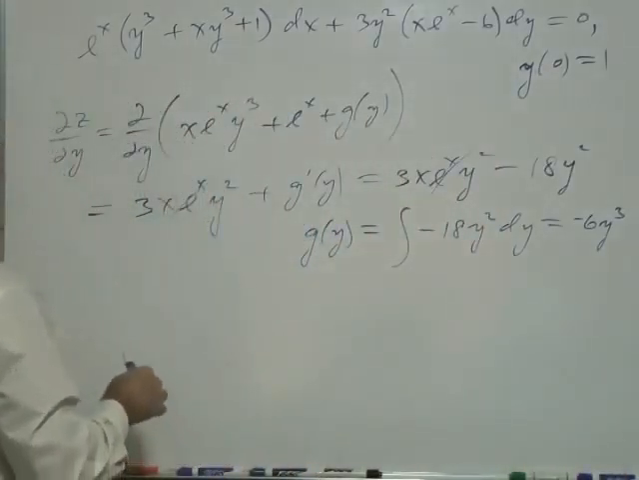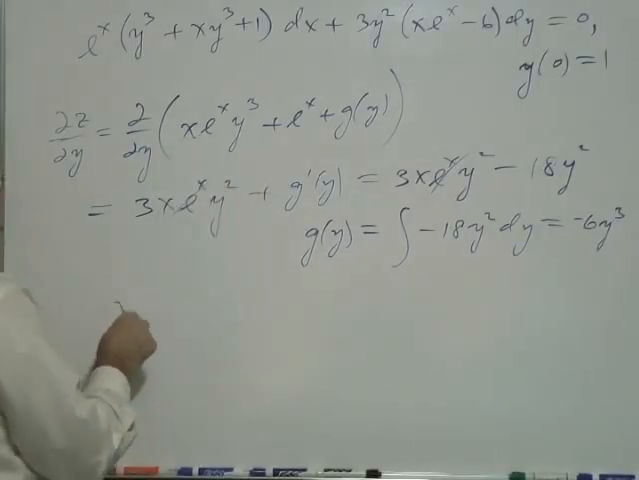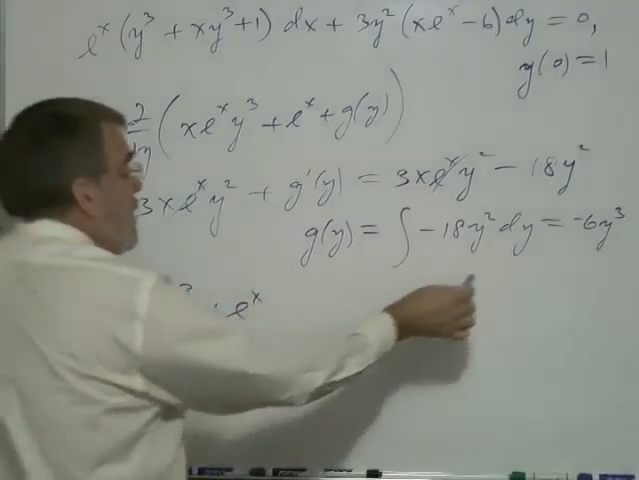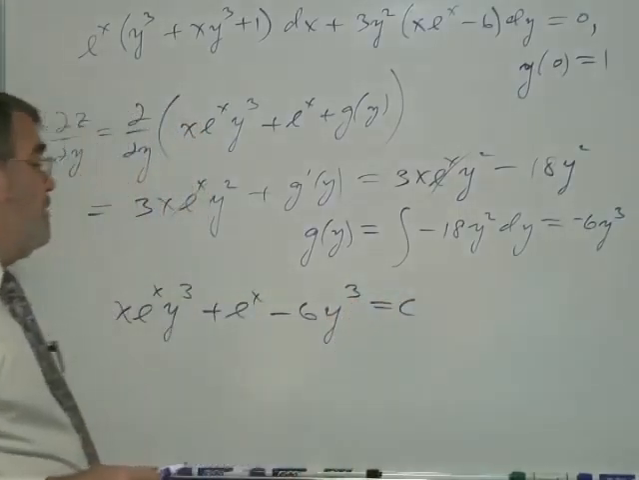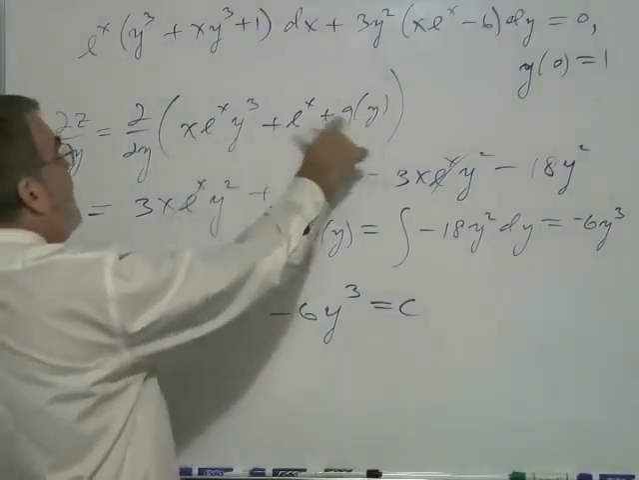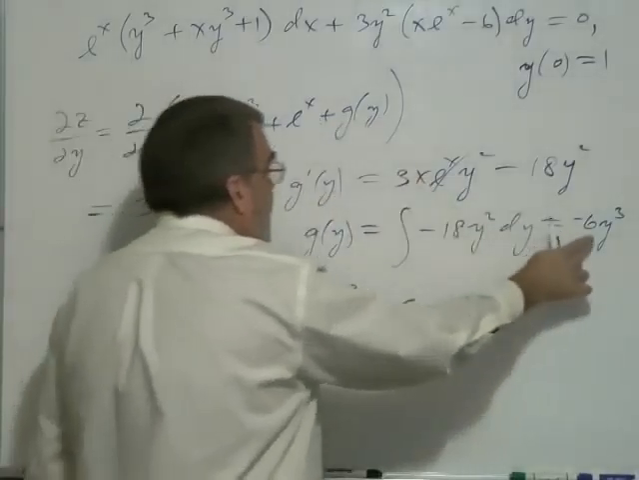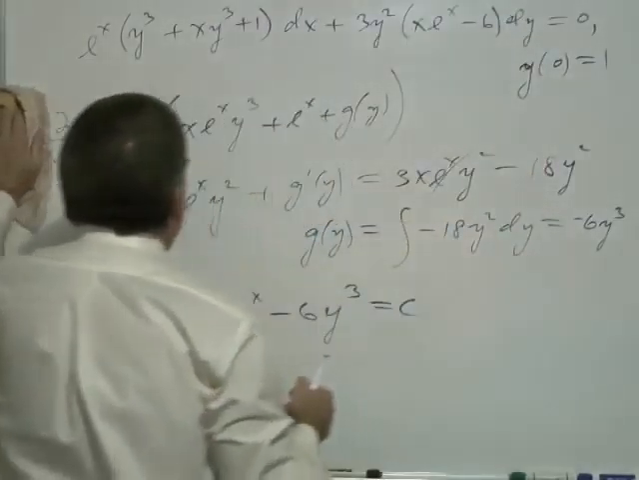So we can now write out the solution before we take care of the initial condition. And the solution was my original function. Alright, so it's going to be x e to the x y cubed plus e to the x minus 6y cubed equal to a constant. So there's the answer to the problem. Again, this was the z function we got by integrating this. And then we filled in the blank. We figured out what g of y is. It's minus 6y cubed. And all that equals a constant. So there's the solution to this differential equation.